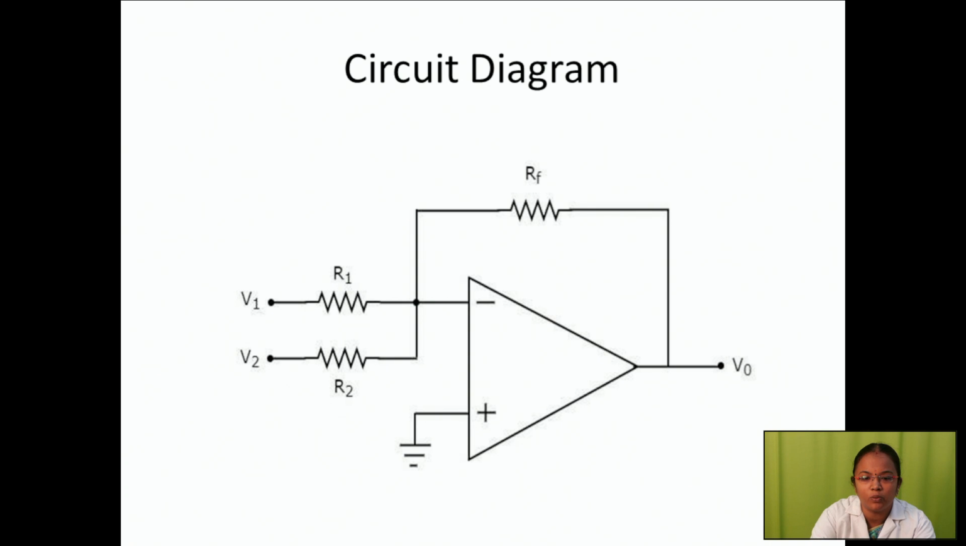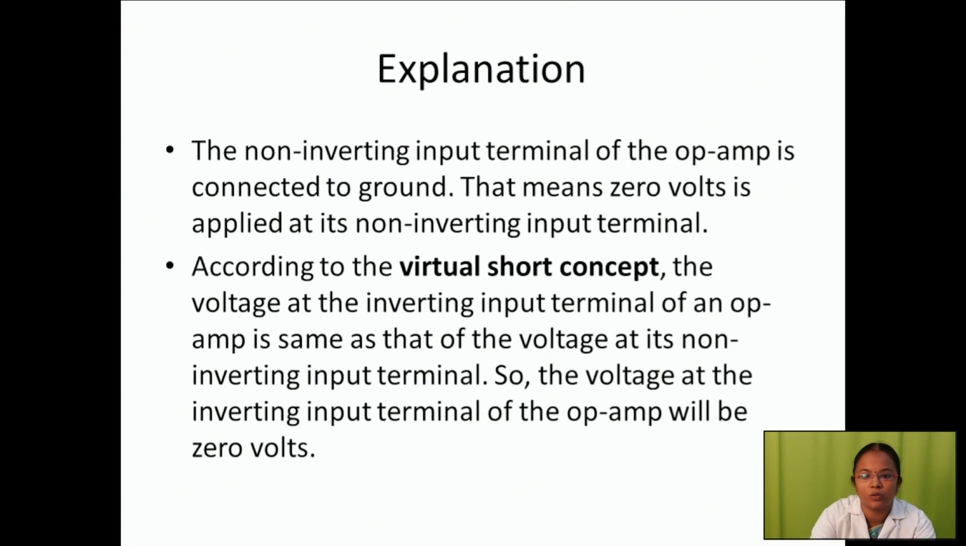The input voltage V1 is given to the inverting terminal through the resistor R1. Likewise, the input voltage V2 is given to the inverting terminal through the resistance R2. Likewise, we can give n number of voltages through n number of resistors. The non-inverting terminal of the op-amp is connected to ground. This means 0 volt is applied at the non-inverting terminal.